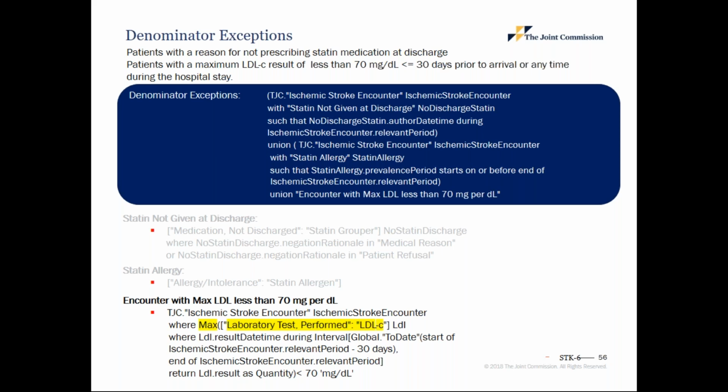We use the CQL operator of max, which returns the maximum element of something. This is a new operator included in the measure this reporting year, where we are looking for the highest LDL result. The return clause here helps to shape the result we're looking for, which in turn is a maximum LDL of less than 70.